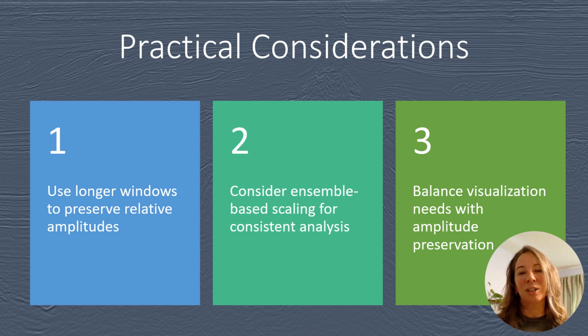And then finally, you always want to ask yourself, what is the end goal of your seismic interpretation? If you're focusing on structural interpretation, aggressive AGC may be fine, but if you're looking for more subtle stratigraphic features or those amplitude anomalies, you'll want to be conservative with your automatic gain control.